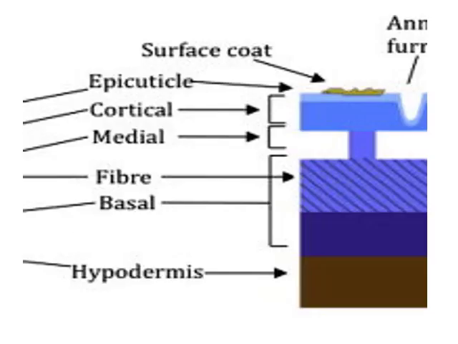Here you can see there is a surface coat, then epicuticle, cortical, then medial area. Medial area is basically that middle portion. Fibers, basal layer and hypodermis are there.